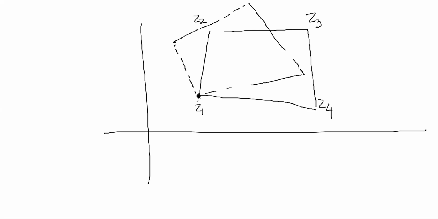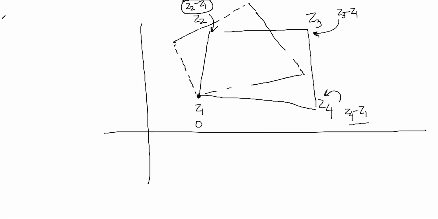So the first thing you should do is bring your origin to Z1. To bring your origin to Z1, first I will write this as 0. I will write this as Z2 minus Z1, Z3 minus Z1, Z4 minus Z1, right? Now I have to do a simple rotation. Right now, unrotated, these are the coordinates, right?